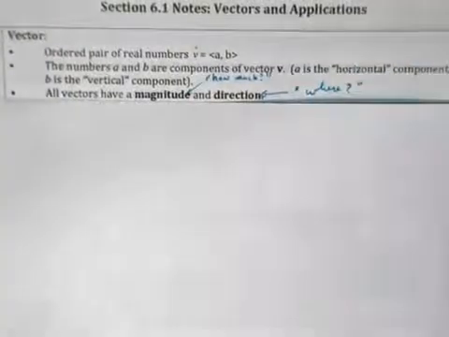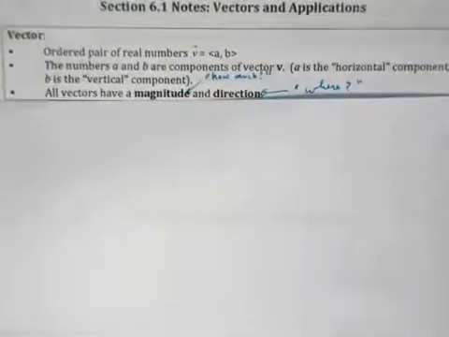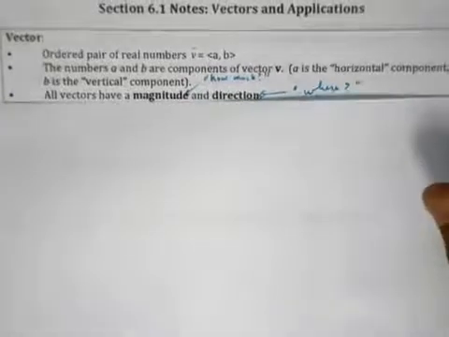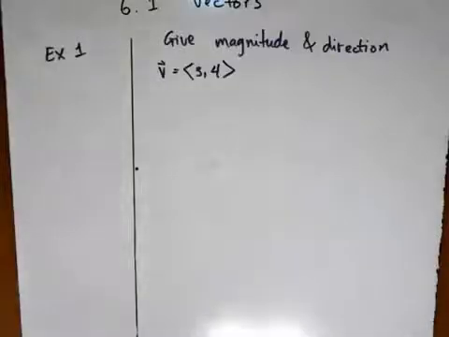Kind of answers those two questions. This is just layman's terms here. I'll define this more rigorously later on. So this first example here asks us, give the magnitude and direction of vector v, which has components 3, 4.